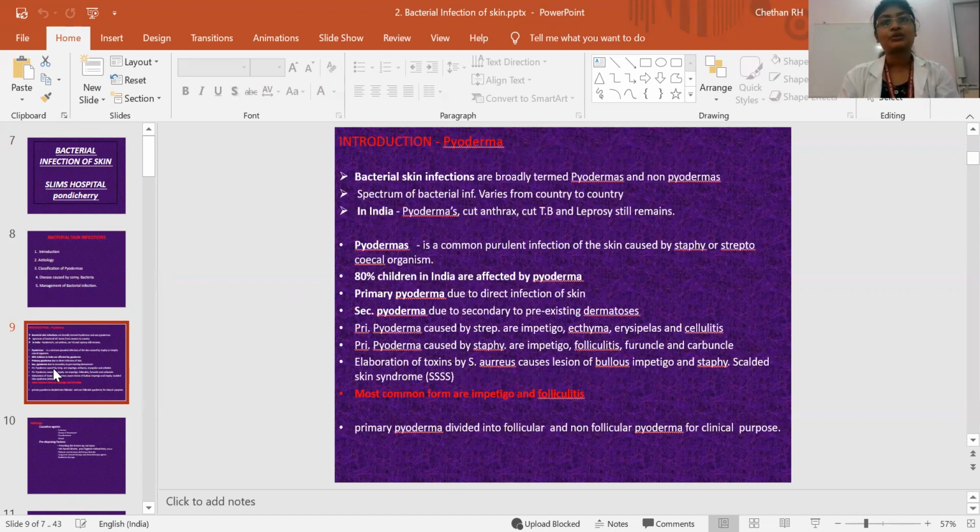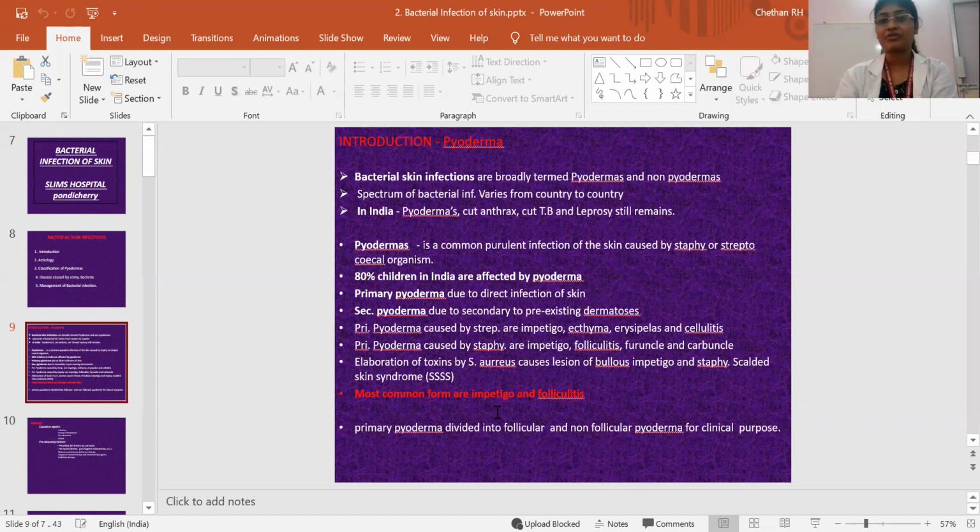Primary pyoderma is due to direct infection of skin, and secondary is due to pre-existing dermatosis. So primary pyodermas occur in the skin directly from the organism, and secondary pyodermas are due to a secondary infection or any pre-existing dermatosis. Primary pyoderma caused by streptococcus is mainly impetigo, ecthyma, erysipelas, and cellulitis. We'll come to this in detail. And primary pyoderma caused by staphylococcus includes impetigo, folliculitis, furuncle, and carbuncle.